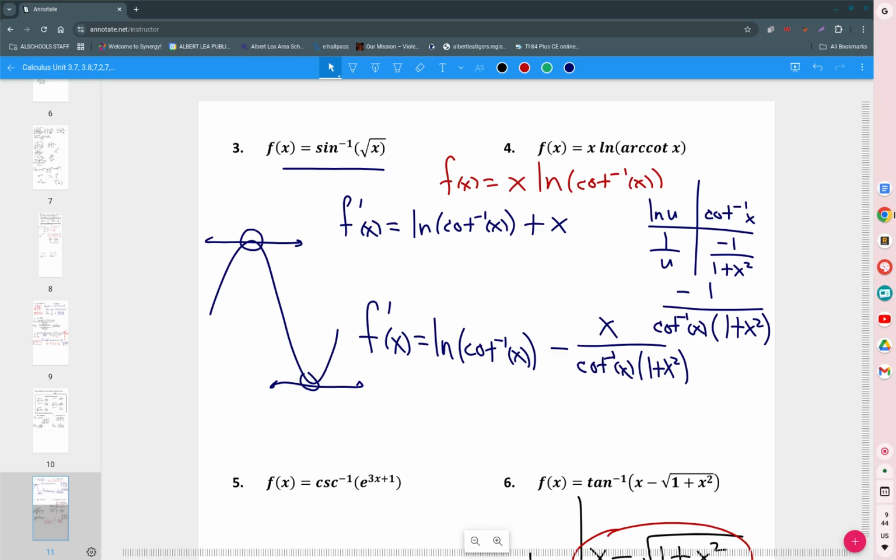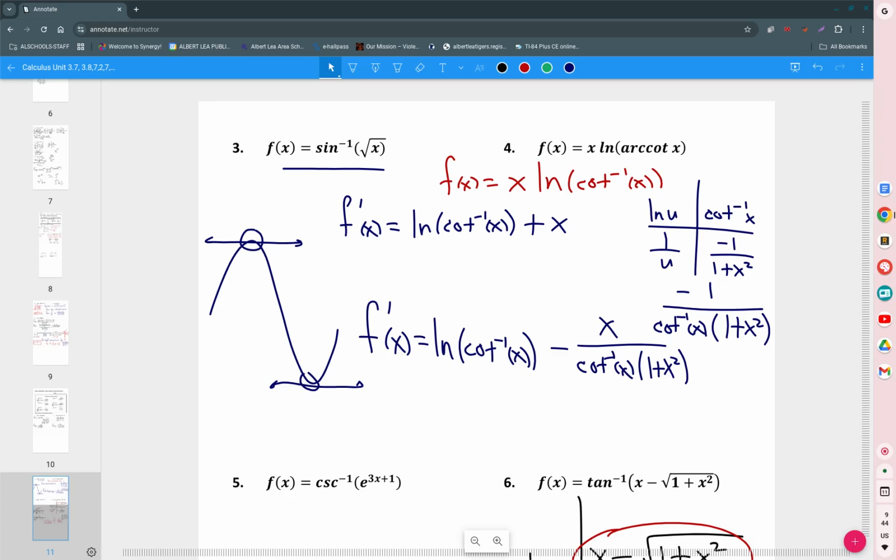E to the x. E to the x. Natural log of x. 1 over x. Sine of x, or sine inverse. 1 over the root of 1 minus x squared. Yep. Arctangent. 1 over 1 plus x squared. Arcsecant. 1 over x roots of x squared minus 1.